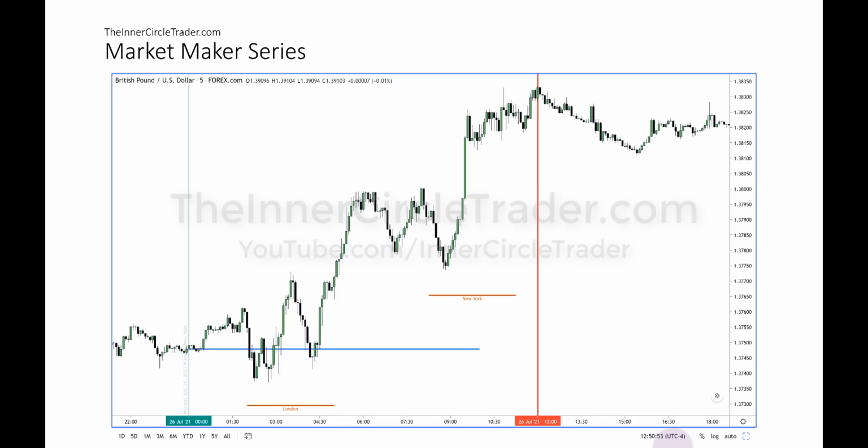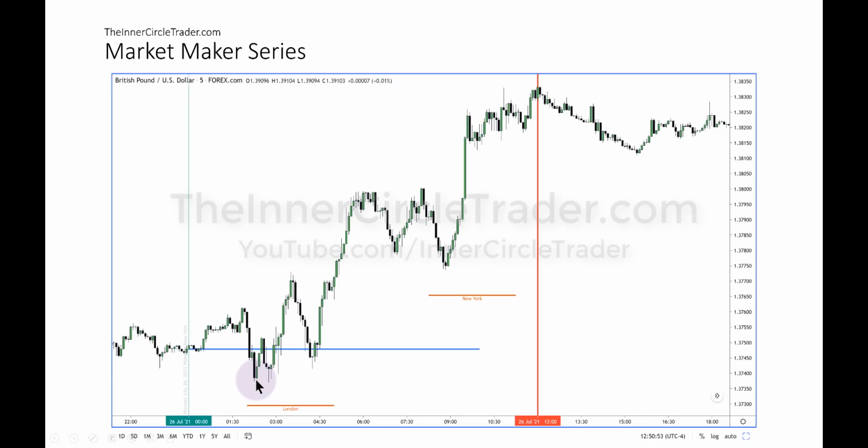Plus, I'll amplify some things on the lower time frames. So we're looking at Monday, July 26, 2021 on a 5-minute chart. Opening price at midnight. Price meandering around, trading down into London, taking out a short-term low.